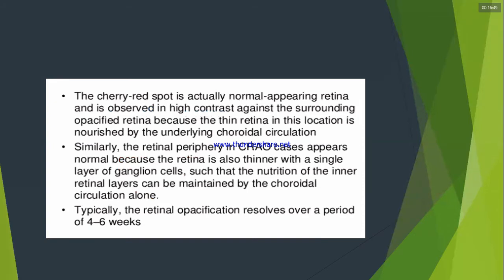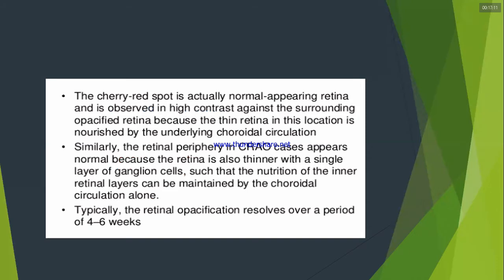Because what is the blood supply when you come exactly to the center of the fovea? When you remember the layers of the retina at the center of the macula, at the foveolar area you will not see all the 10 layers. There are only 6 layers, so it is a thinner area.